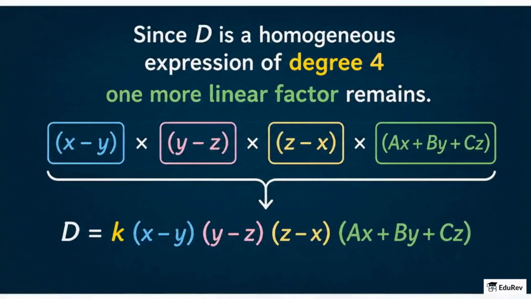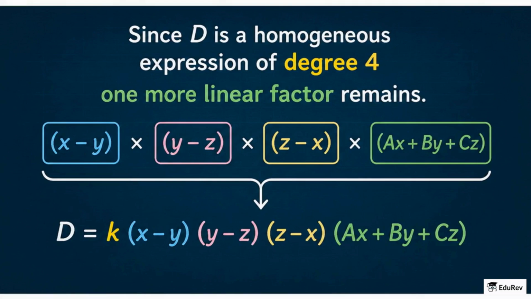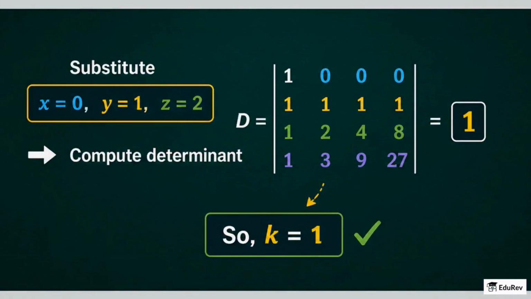Since D is homogeneous of degree 4, one more linear factor remains. So D equals k times the product of those three differences and one more linear term. Plugging in values x equals 0, y equals 1, z equals 2, we compute the determinant value and find k equals 1, so the formula holds.